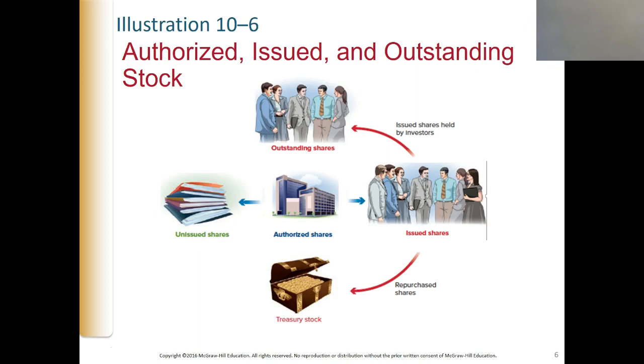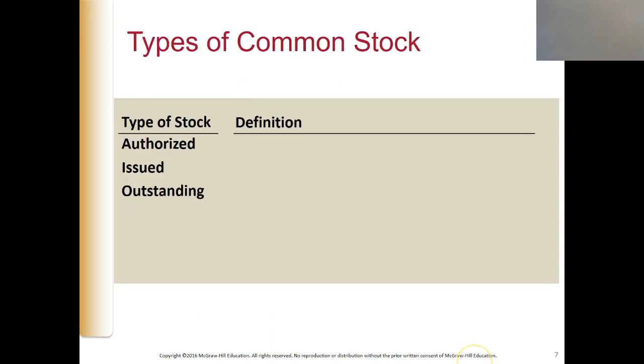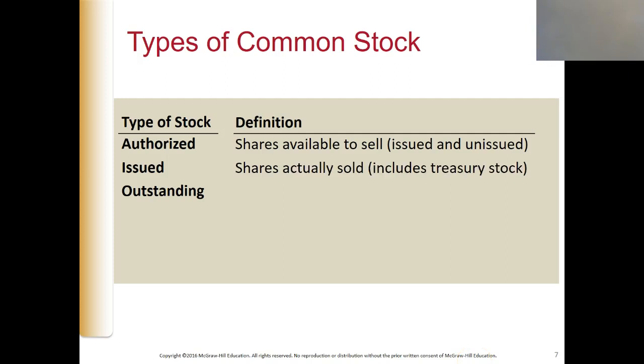If some of those issued shares are repurchased by the corporation, so in other words, the corporation is buying back its own shares of stock, that goes into treasury stock, and those shares are not considered outstanding. Just the shares that have been issued and not purchased back are considered outstanding shares. Authorized shares, just talked about this, available for sale; issued, they have been sold; outstanding, they are still held by outside investors.